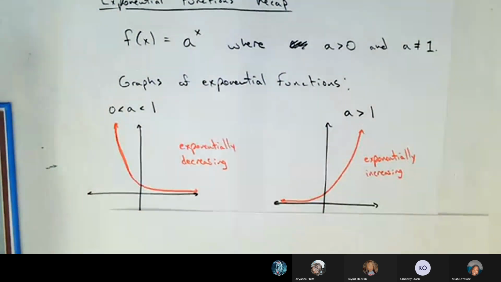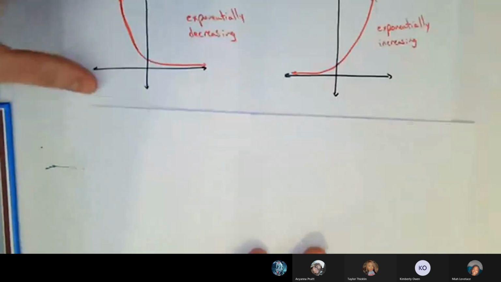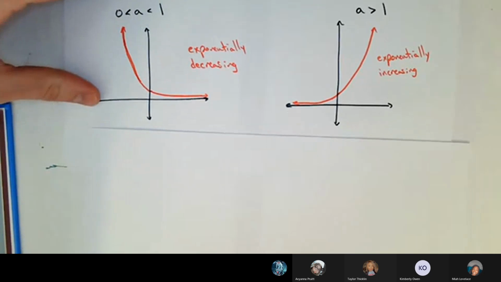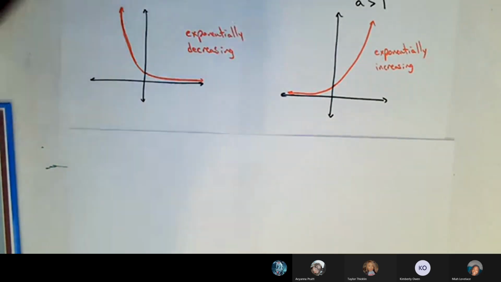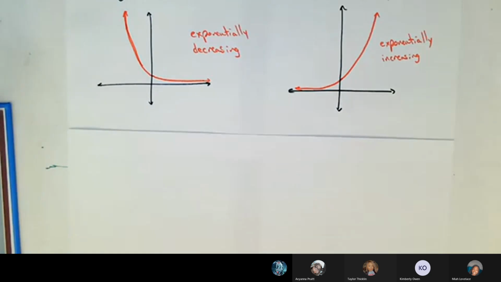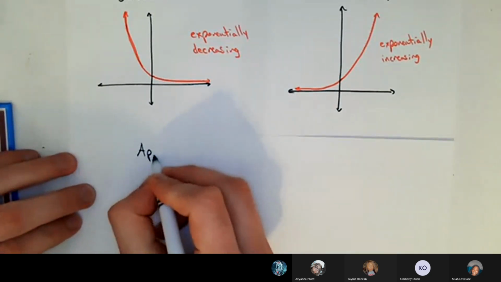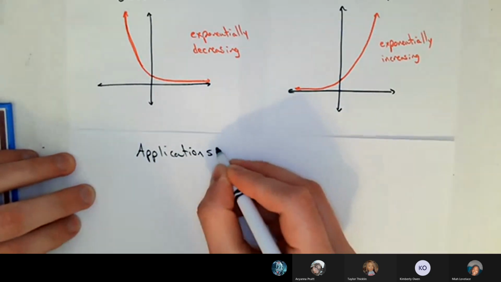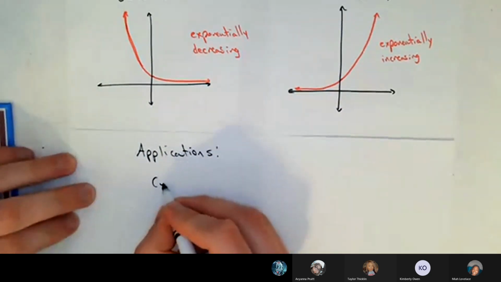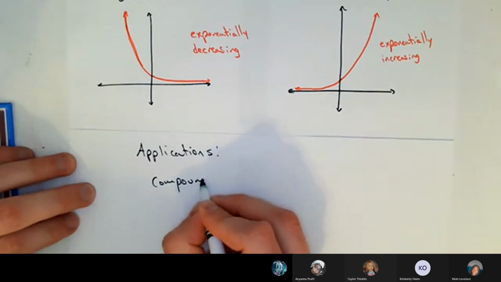What else did we look at so far with exponential functions? We didn't really look at transformations too much, and that's okay. I don't think we need to dive into that too much, to be honest. Next we looked at applications, and specifically the classic application to look at is compound interest.